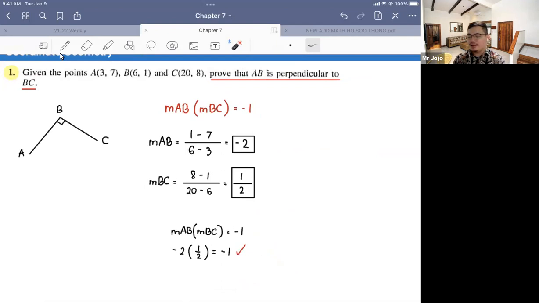Okay, maybe someone's asking, "Mister, what if I get -2 instead of -1?" Of course, that means that they are not perpendicular to each other. The only way that you can prove it is by multiplying the gradients of each line, and then your answer should be -1. If your answer is not -1, that means they're not perpendicular. Maybe they're parallel or non-parallel lines, I don't know. But what we're trying to find here is -1 as our answer to prove that they are perpendicular.